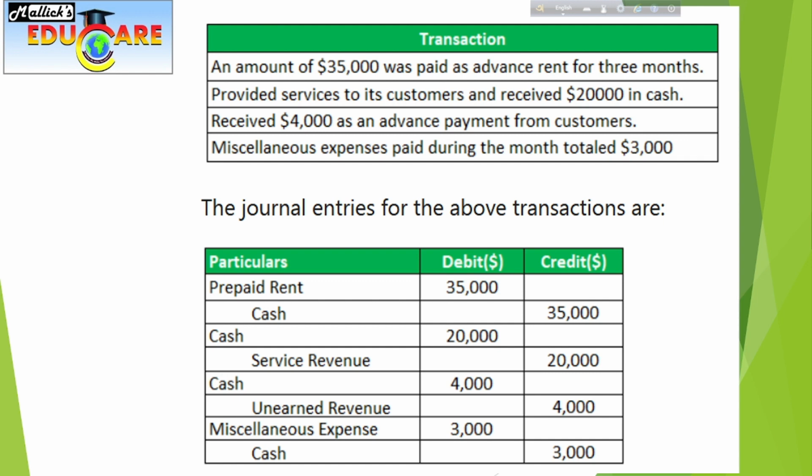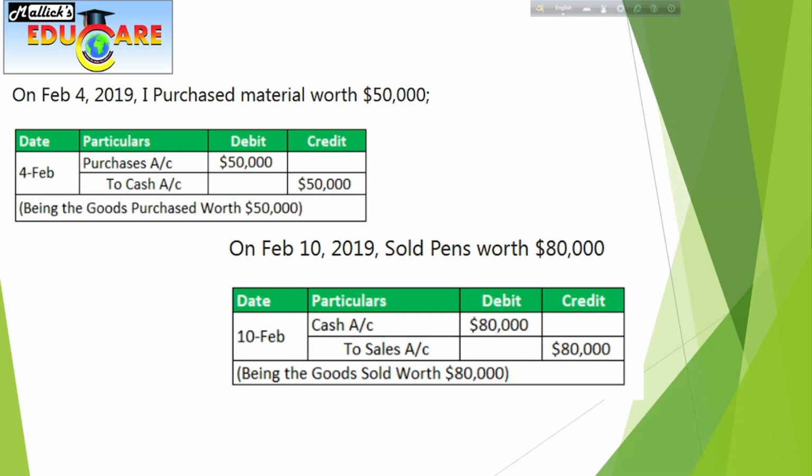Miscellaneous expenses paid during the month total 3,000. Miscellaneous expenses debit 3,000, cash account credit 3,000. On 4th February 2019, purchased material worth 50,000. So purchase account debit 50,000, to cash account 50,000. The narration should be like this: being the goods purchased worth 50,000.